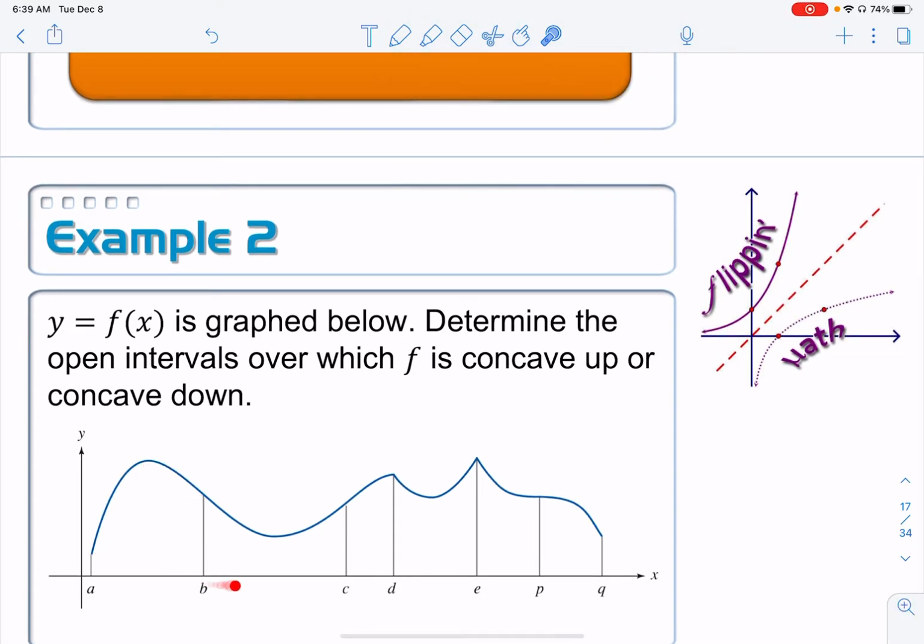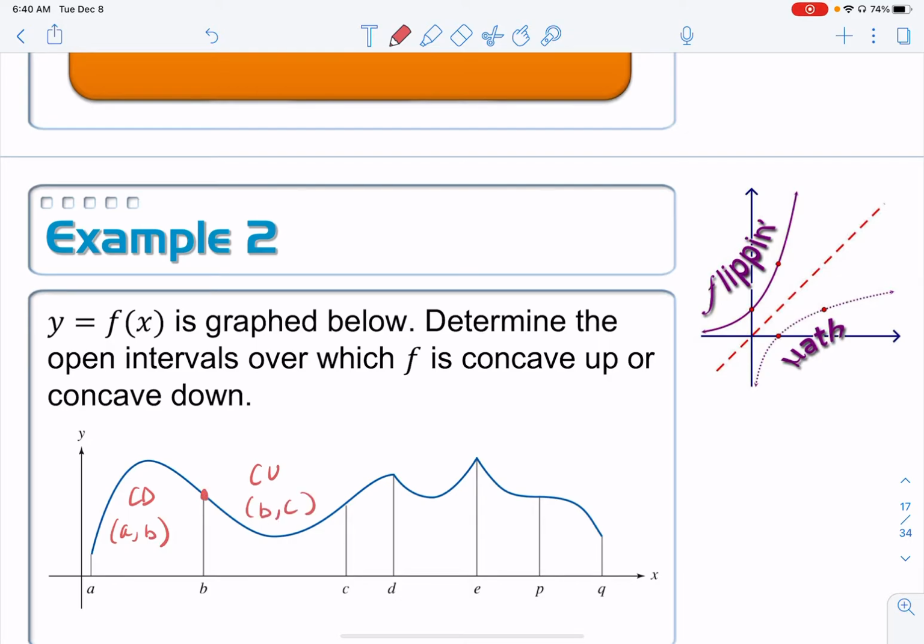Let's just take, so it's very convenient that it labeled all of these little intervals here. From A to B, this whole shape is concave down. So I'll just write that as concave down from A to B, open interval. Okay, and then on this next interval from B to C, this is curving upwards here. If I put in some tangent lines, they would be down below. So from B to C, I'm going to say that this part is concave up from B to C.